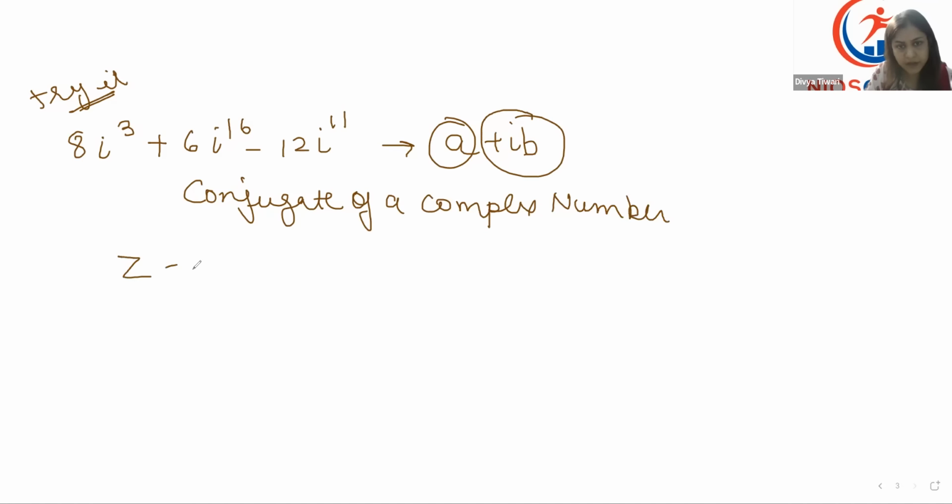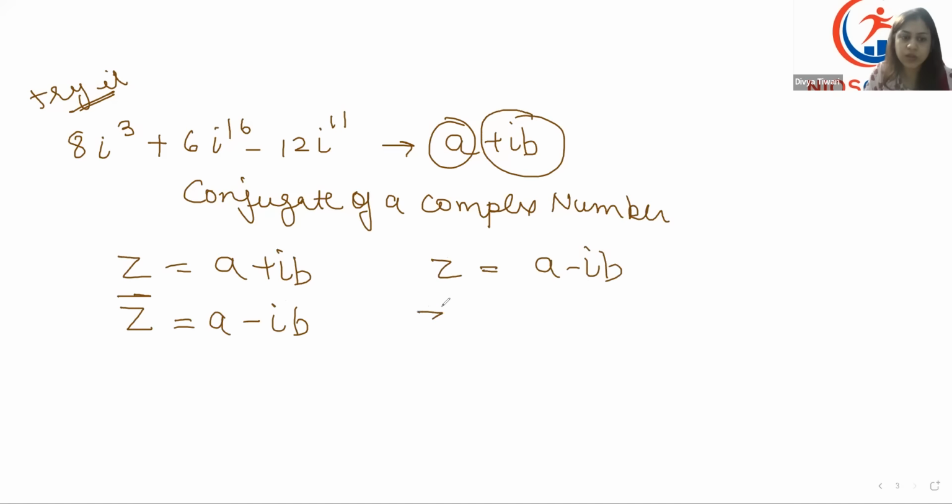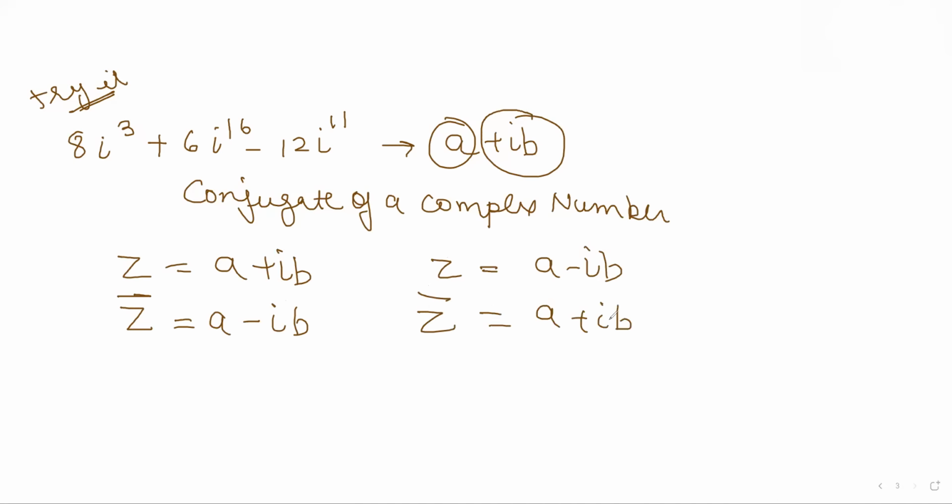If my z is equal to a plus iota b, then its conjugate will be represented by z bar. It will be a minus iota b. If my z is equal to a minus iota b, then my conjugate will be a plus iota b. I hope it is clear to both of you. Please note it down if it is clear to you.